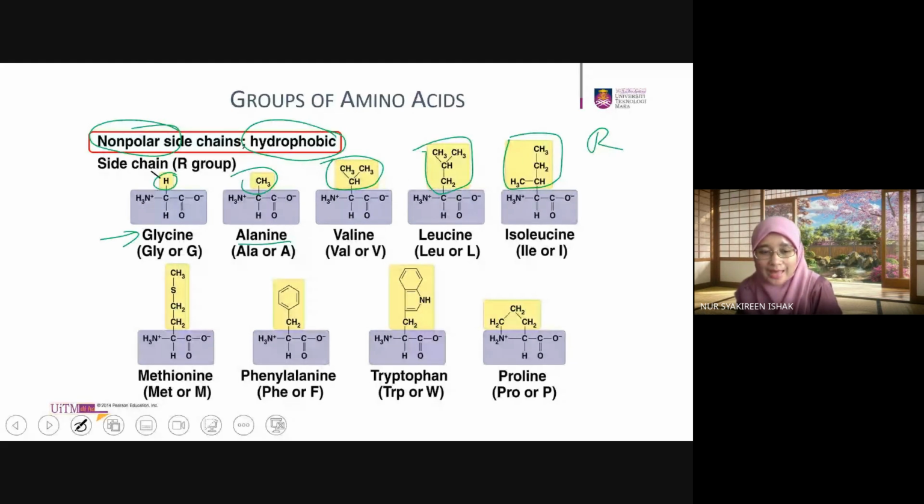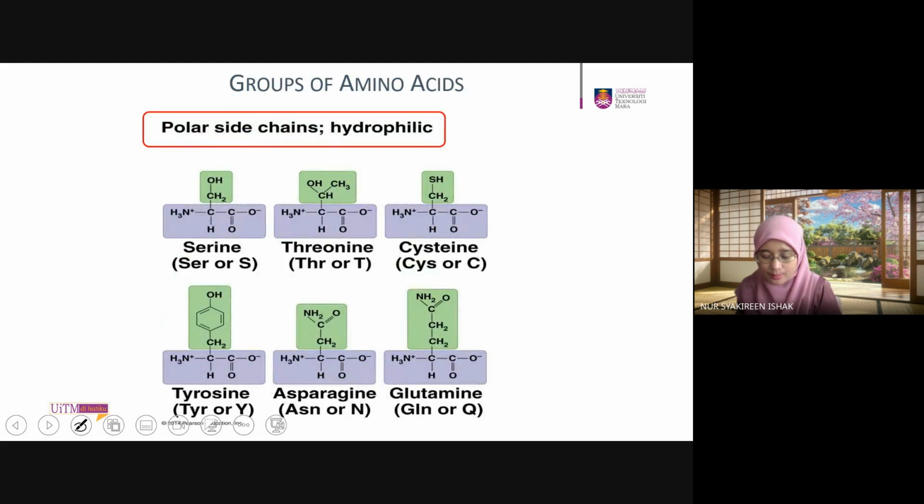So for this one, at your level, you are not required to memorize every single structure of these amino acids, or every side chain. But the thing that you have to take note of is that when a structure of an amino acid is given in a question, you are able to identify, oh, this is a type of amino acid that is hydrophobic because it has hydrocarbons. Hydrophobic means that it will not attract water molecules. So the next type is polar side chains.